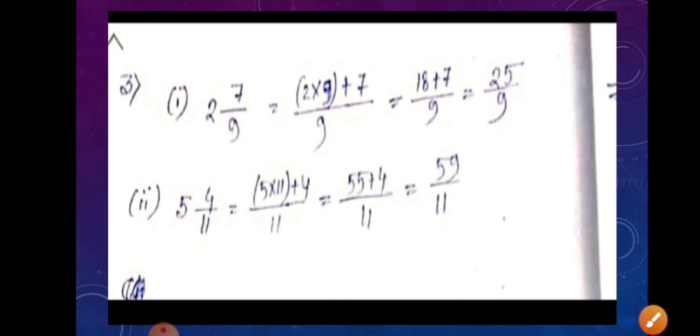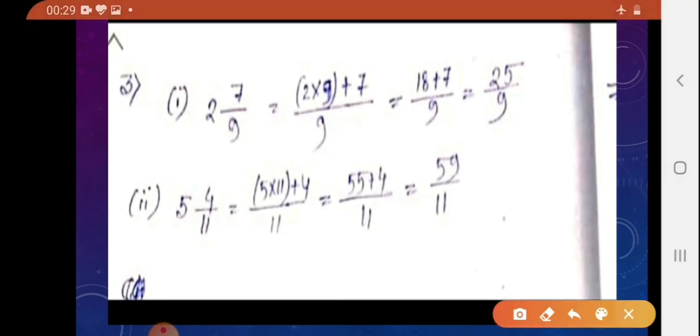Now the next question is, we have to convert the following fraction into improper fraction. We have to change into improper fraction. An improper fraction is where the numerator is greater than the denominator. What we will do, 2 into 9 plus 7 upon 9.